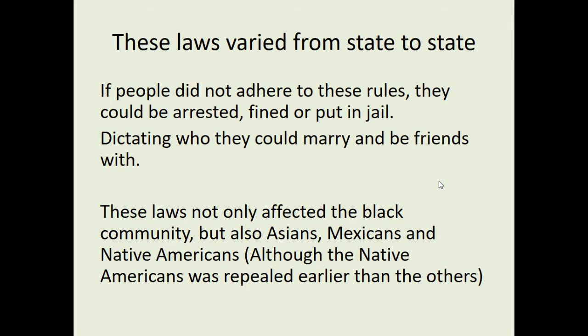If you didn't adhere to these, you could be arrested, fined, put in jail. You could have been hurt. So everybody had to abide by these rules.